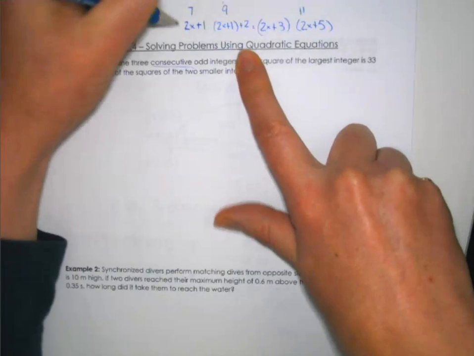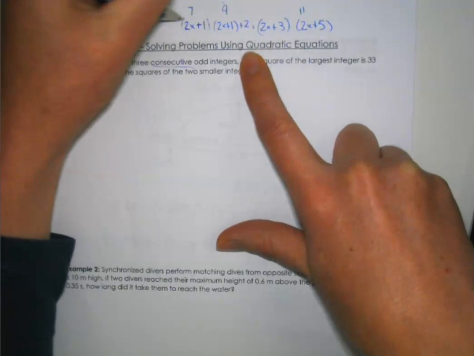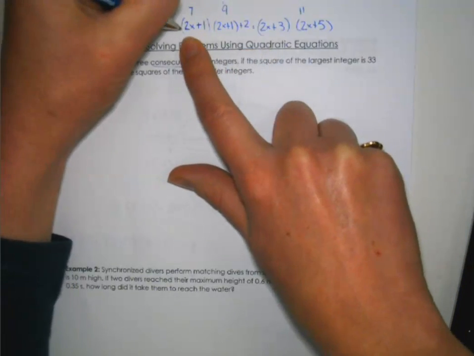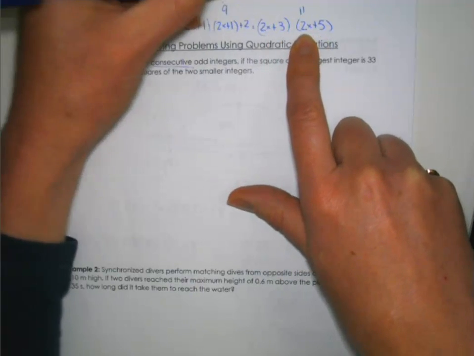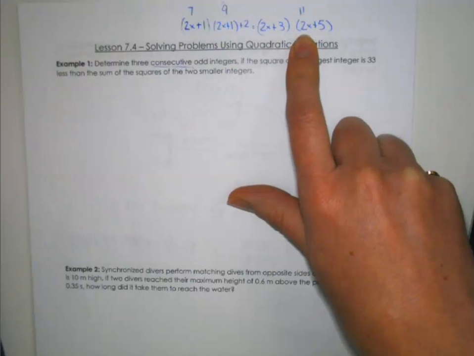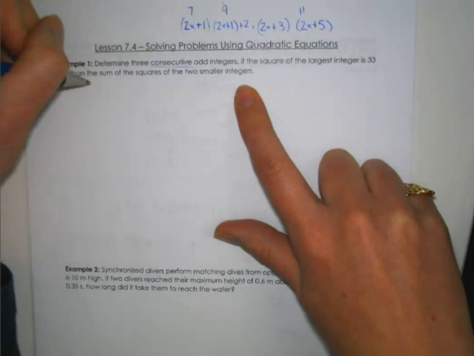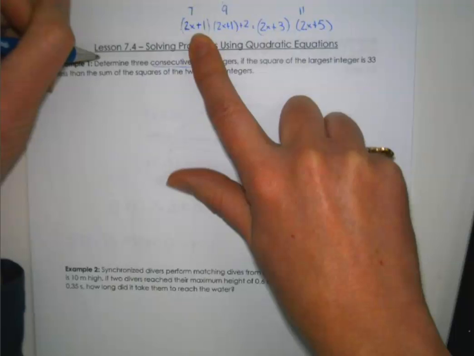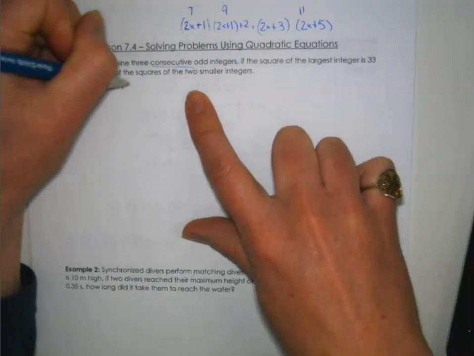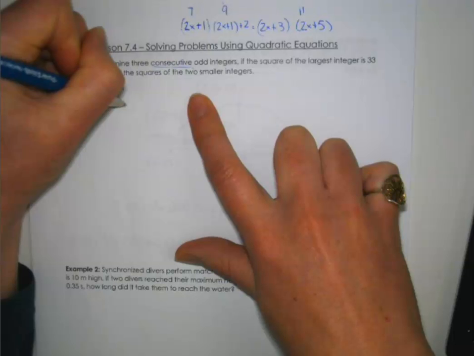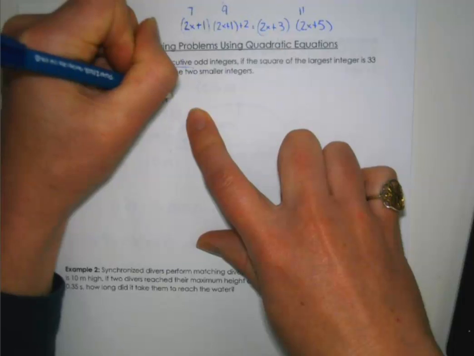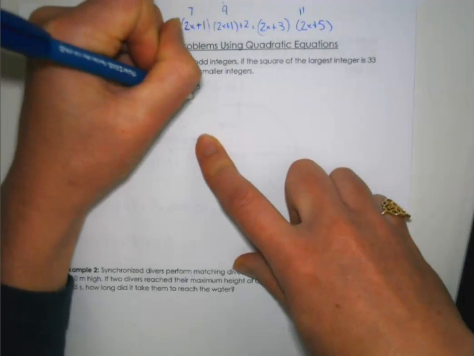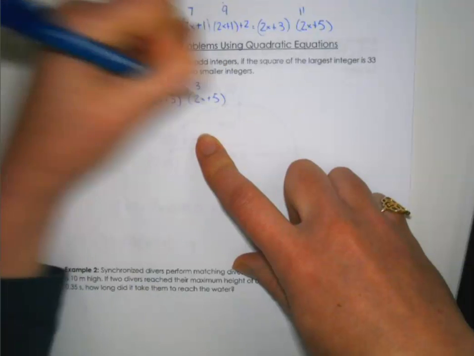Those could be our 3 statements for our integers: 2x plus 1, 2x plus 3, 2x plus 5. Of course, x could be any value. This doesn't have to represent 7, 9, and 11. It could represent 1, 3, and 5, or any set of odd integers. So we have expressions for our odd integers. Integer 1 is 2x plus 1, integer 2 is 2x plus 3, and integer 3 is 2x plus 5.